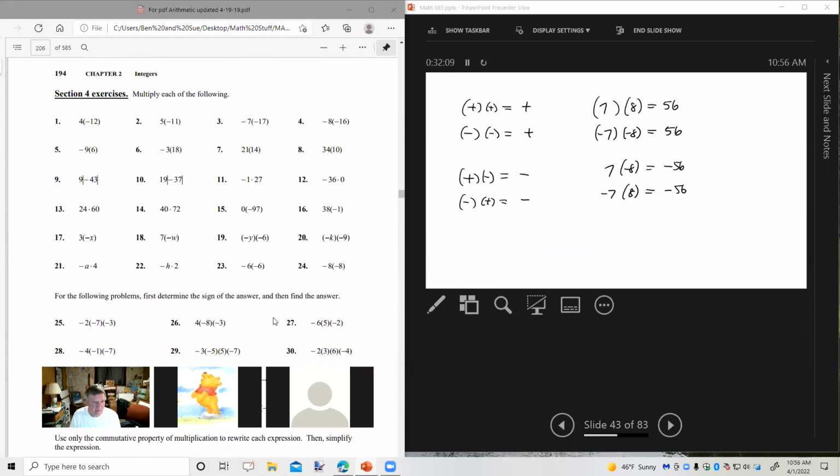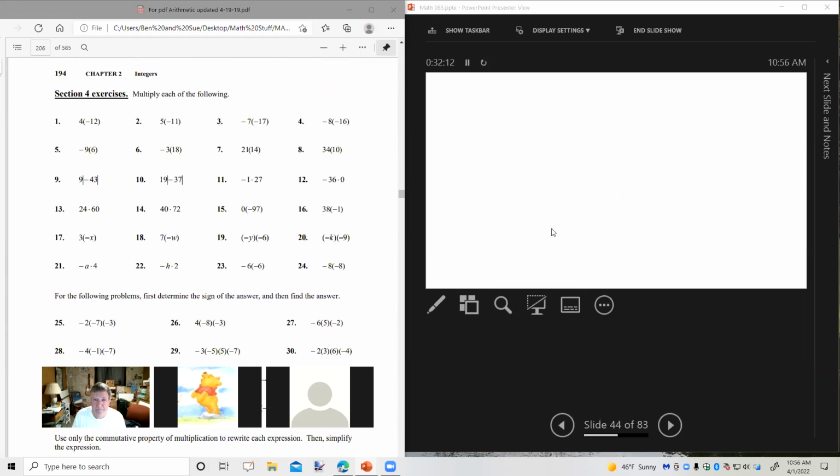Somewhere down here, here we go. Okay. So problem number 1, 4 times negative 12. Positive times negative would be negative. 4 times 12 is 48. Let's take a look at problem number 3. Negative 7 times negative 17. Negative times negative is positive. Okay. Let's see here. 17 times 7. 7 times 7 is 49. 7 plus 4 is 11. So we get 119.